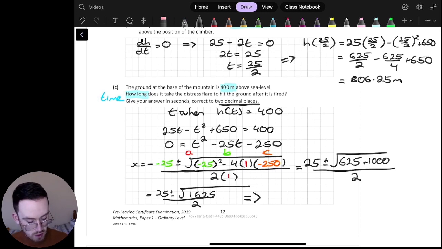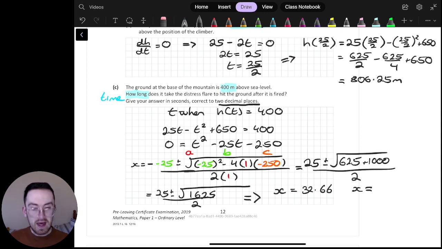So at this point, we could sub it into our calculator and get our two values of x. So 25 plus the square root of, sorry, 1625, over 2, I had the wrong thing entered. So I was thinking it should be a decimal. So there we go. So we get 32.66 to 2 decimal places. And if we use then the minus version of that, we get minus 7.66.